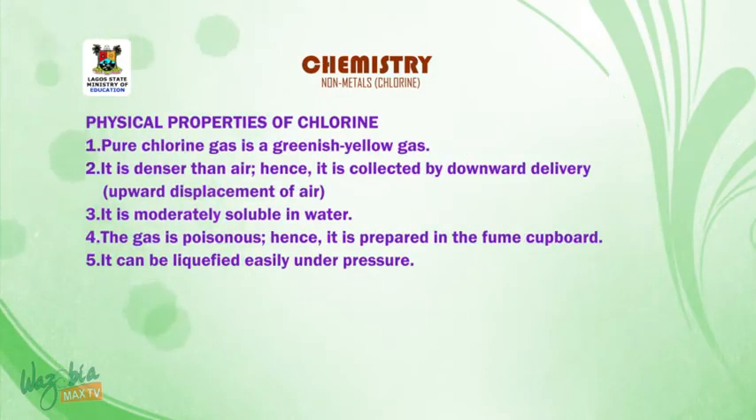Physical properties of chlorine. 1. Pure chlorine gas is a greenish yellow gas. 2. It is denser than air. Hence, it is collected by downward delivery or upward displacement of air. 3. It is moderately soluble in water. 4. The gas is poisonous. Hence, it is prepared in the fume cupboard. And 5. It can be liquefied easily under pressure.